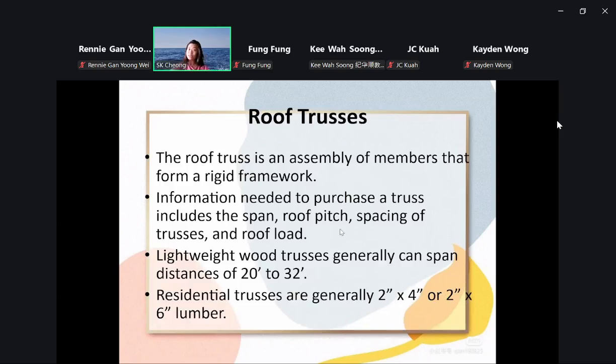Okay, so we learned about rafters. Now it's trusses. The roof truss is an assembly of members forming a rigid framework. So it includes the span, the roof pitch, and the spacing. This is the sizes usually used.